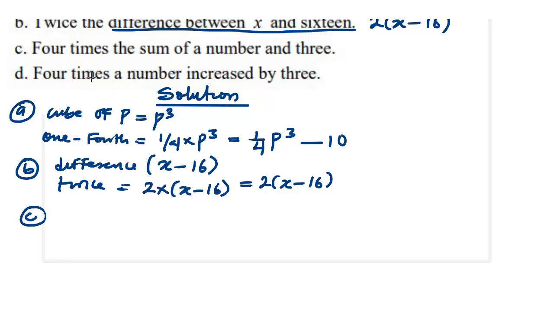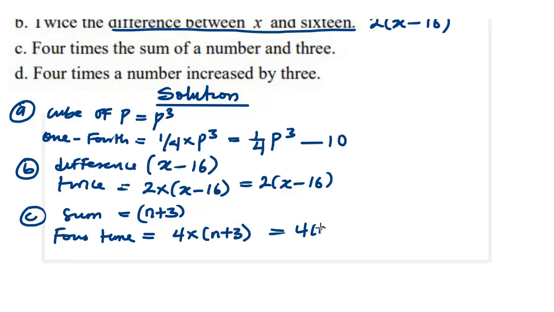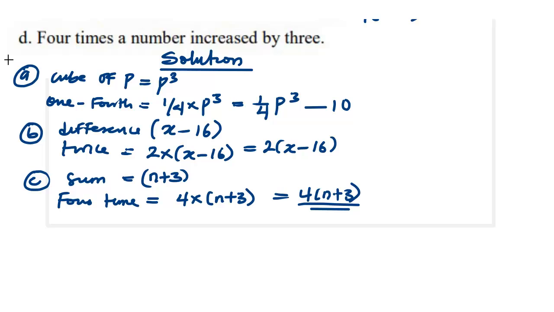So C says 4 times the sum of a number and 3. The first thing we need is the sum of a number and 3. Let the number be n. So that will be n plus 3. Then 4 times the sum of that number, that will be 4 times n plus 3, and that will give us 4 into bracket n plus 3. Then lastly, the question D.